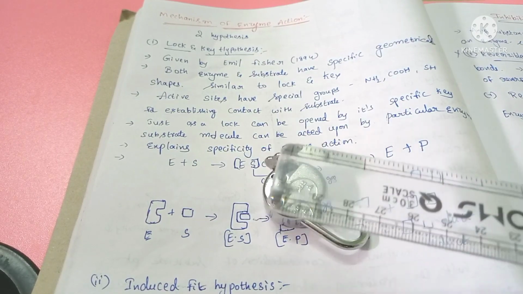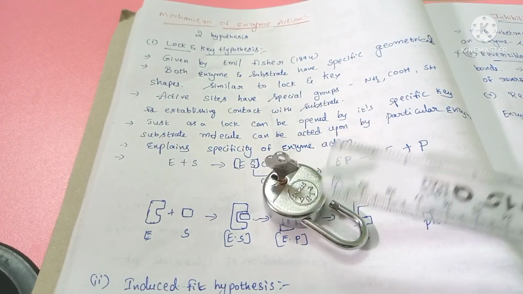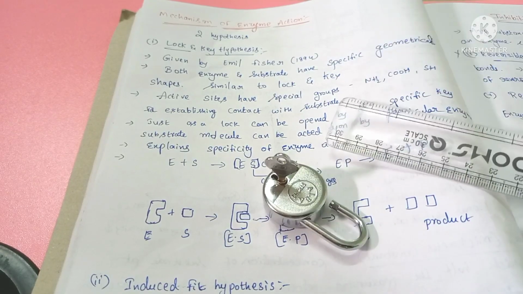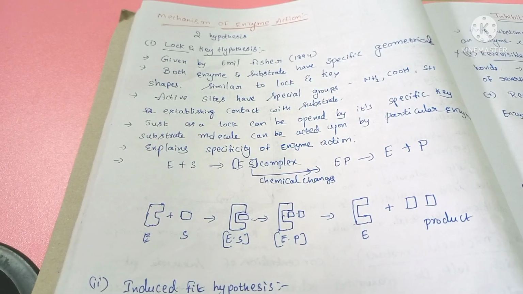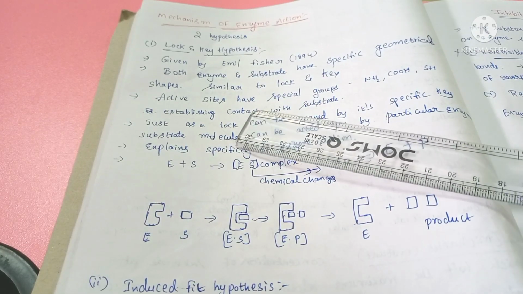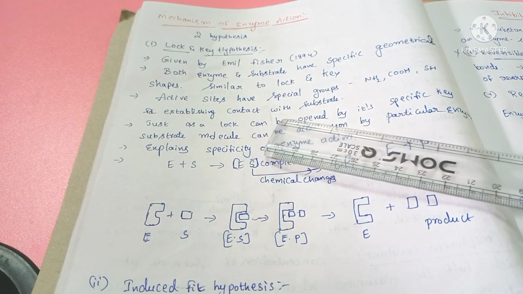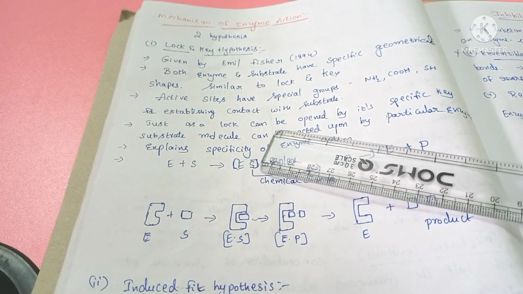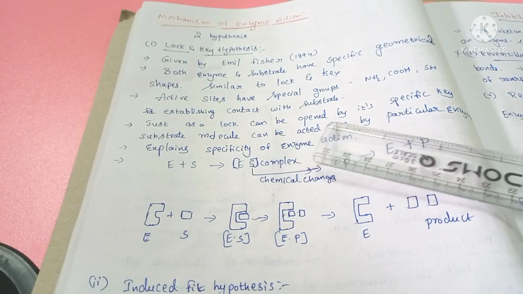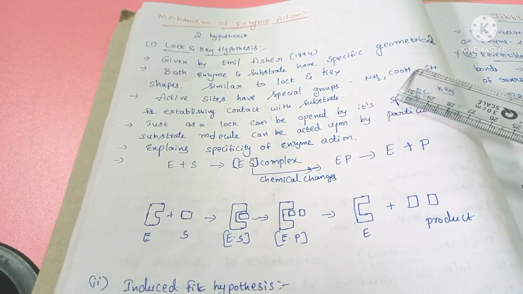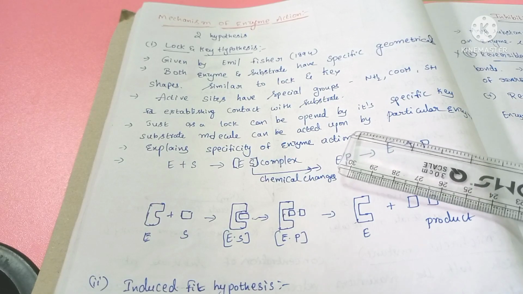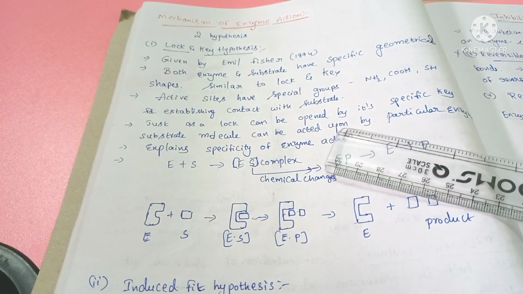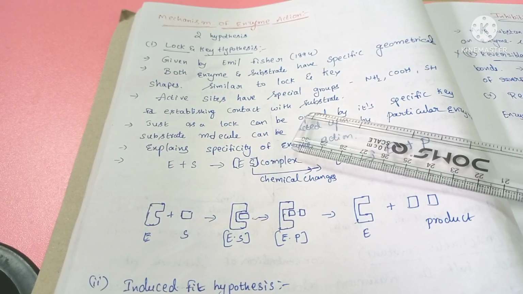If you see, a specific key is only able to open a specific lock. Not all keys will open all locks. Like this, enzymes and substrates are specific to each other. Active sites have special groups. In the enzymes there are active sites, right? In those active sites there are special groups like NH2, COOH, and SH groups. These groups are helpful in establishing contact with the substrate molecule.